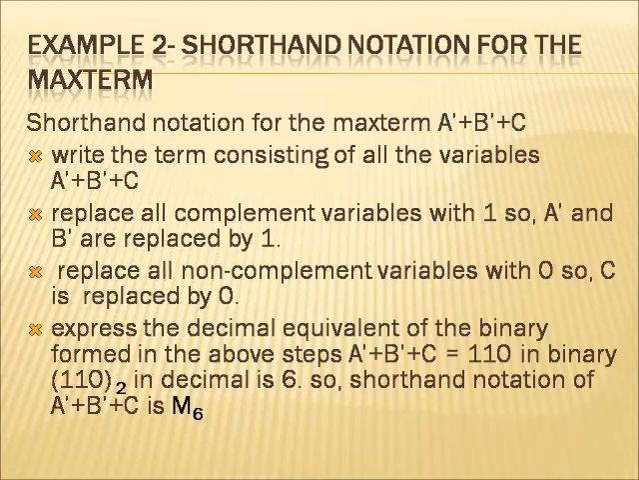Okay, here we can see another example for the max term. That is, the given max term is a bar plus b bar plus c, right? Here we can replace all the complement variables with 1 and normal variables with 0. So when we do like that, we can see that a bar plus b bar plus c is equal to 1 1 0, where a bar is equal to 1, b bar is equal to 1, and c is equal to 0. So 1 1 0 is equal to the decimal 6. So the shorthand notation of a bar plus b bar plus c is equal to M6, that is the uppercase M6.